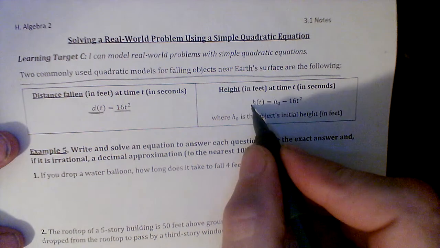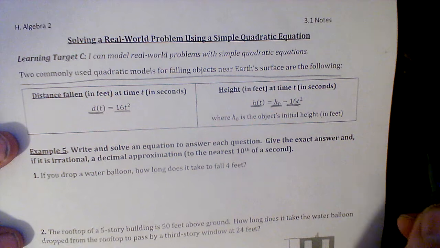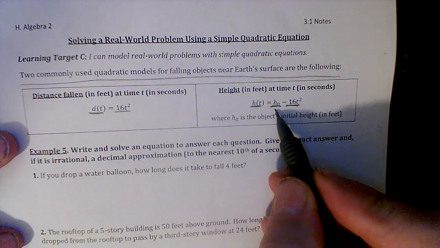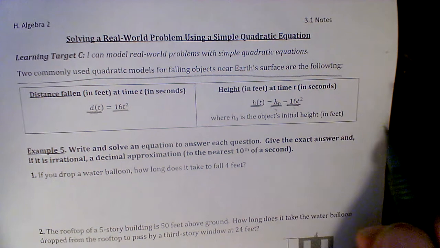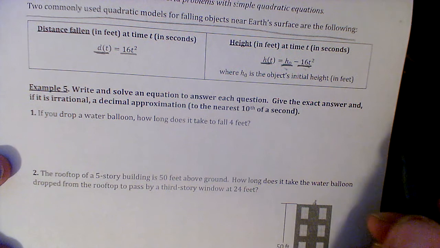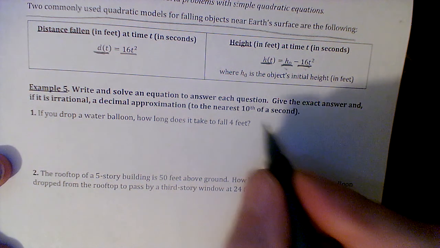And the other one's also a function of distance and time, but it gives us the height and how far it's fallen from that height. In this case, h sub 0 is the starting height. We should be able to write and solve an equation for each one of these, give the exact answer, and if it's irrational, a decimal approximation to the nearest tenth. I might have to guess at some of these, but here we go.